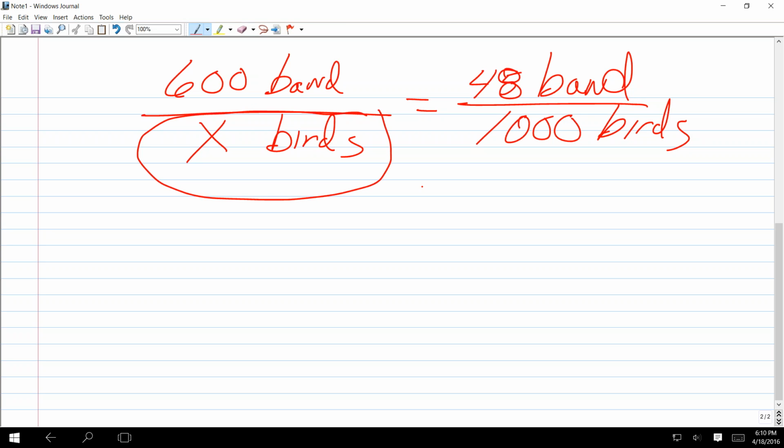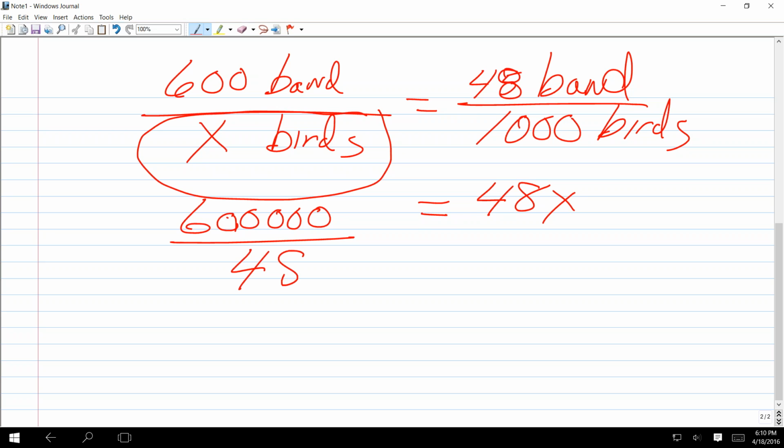So x here, 48x is going to be equal to 6 with 5 zeros, and x is going to be that number divided by 48. Do you have a calculator in front of you? Yeah, I can get it. It's always good to come up with a number just to see if it makes sense.